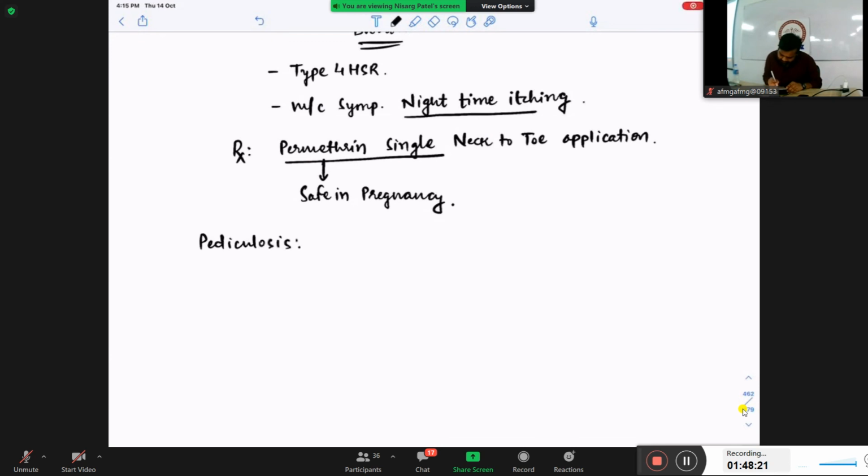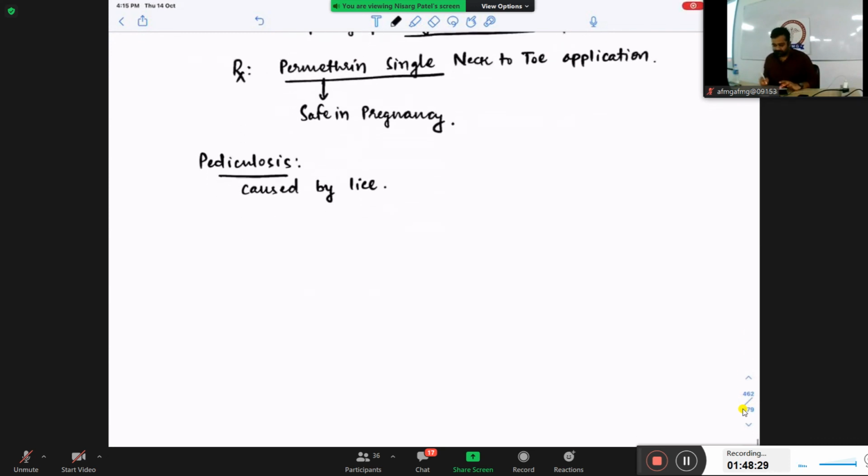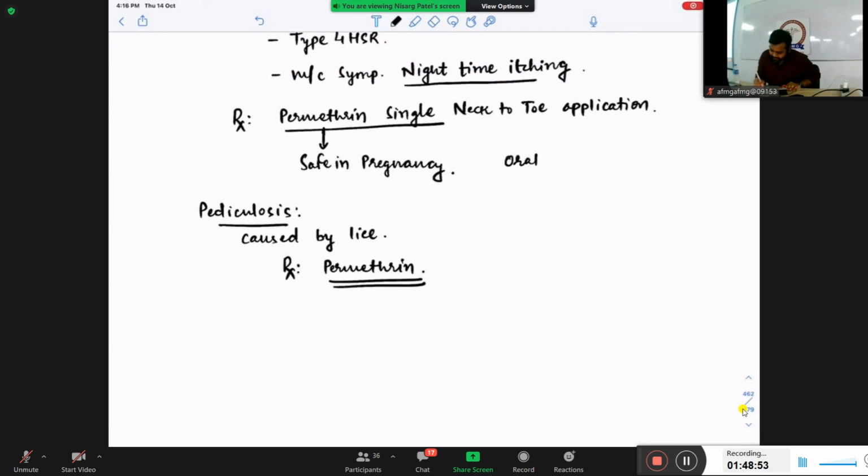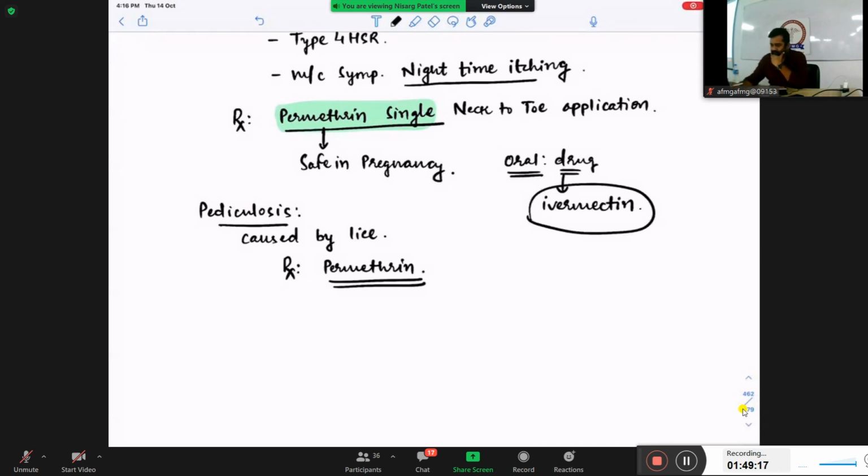What causes pediculosis? It is caused by lice. Only this needs to be remembered, treatment is also the same. Permethrin. And oral ivermectin. If they ask which oral drug can be effective, in both it is an oral drug. Treatment of choice is always permethrin. But if they ask which oral drug can be useful, then it is ivermectin.